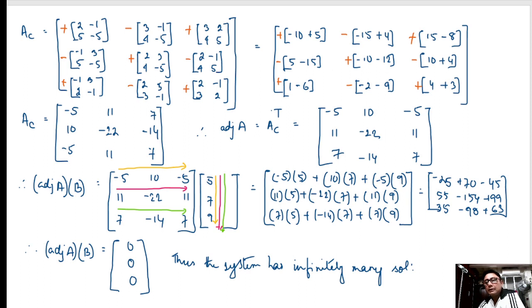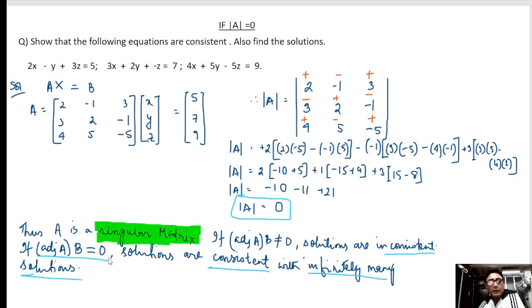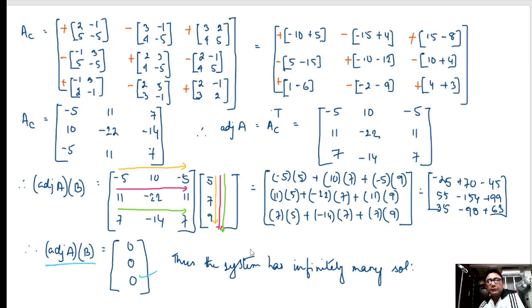So now we are calculating this, we are getting this as 0, this is coming 0, this is coming 0, this is coming 0. So adjoint of A into B came 0. So as I already discussed, if adjoint of A into B comes 0, then we have infinitely many solutions. Please note this. Infinitely many solutions. Clear? So that means this should now have infinitely many solutions. Adjoint of A into B came 0.